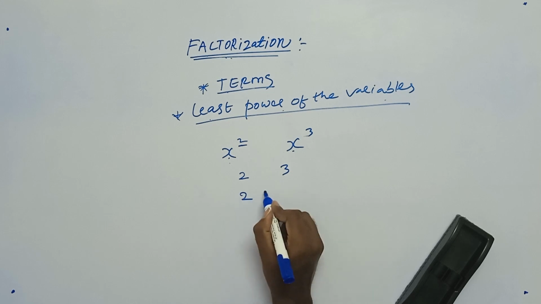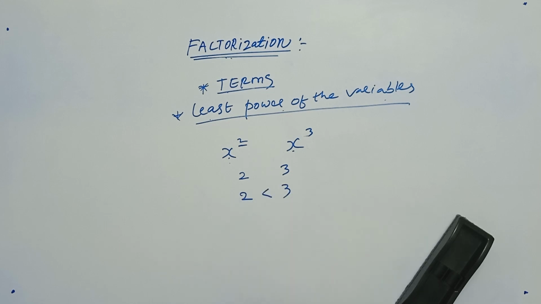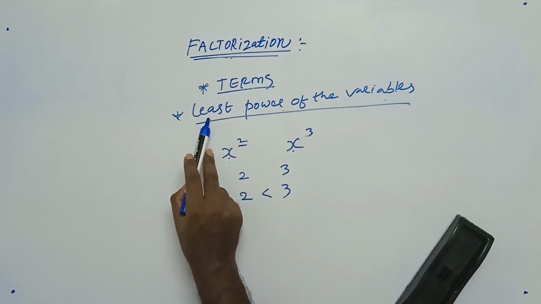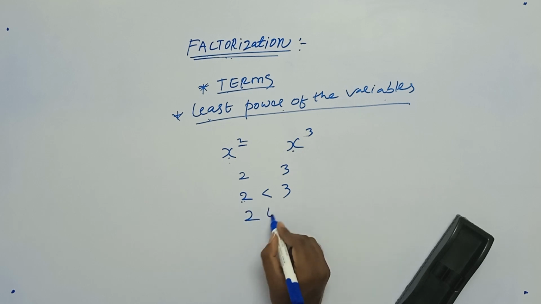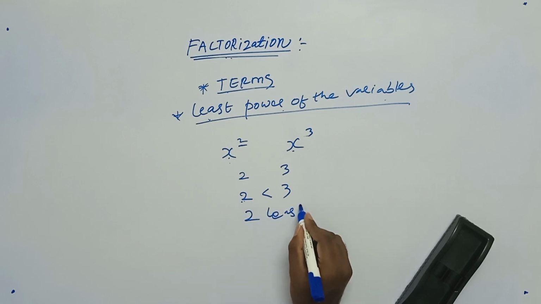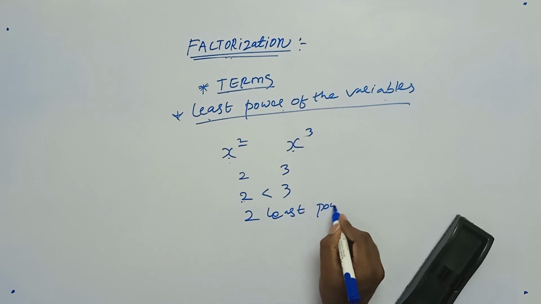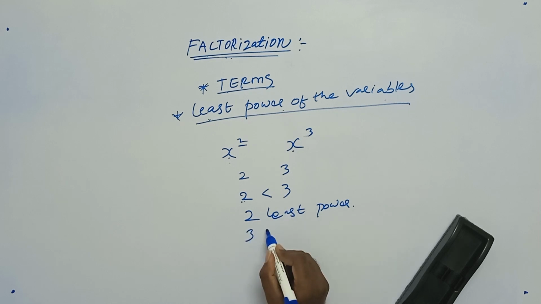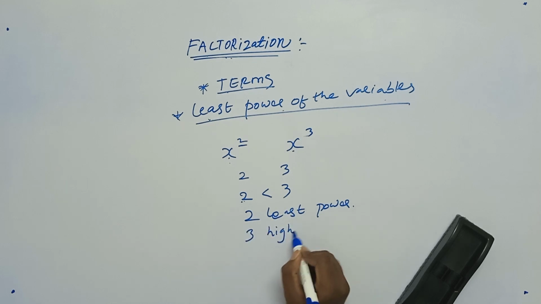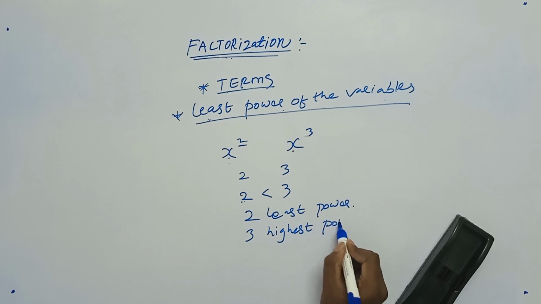That means 2 is less than 3. That means here it is asking for the least, that means the lowest power. So 2 is less than 3, what does it mean? 2 is the lowest value, right? 2 is the least power, right? And what is the highest power? The highest power is 3. So 3 is the highest power.